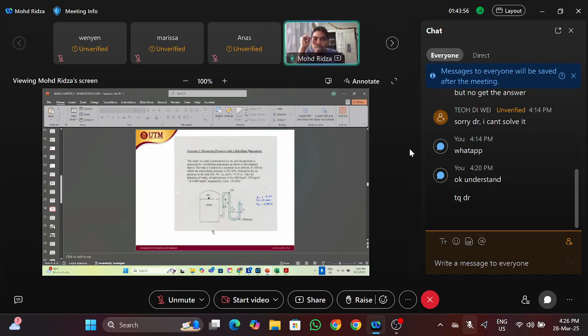Let me take note. You have to do this exercise 1. The equations and values are all there. I think the question is to find the pressure in the tank, because this tank is not open to the atmosphere. It's a pressurized tank, pressurized by air. So determine the air pressure in the tank. Try to figure this out. You have water, you have oil, and you have mercury, and then open to the atmosphere.